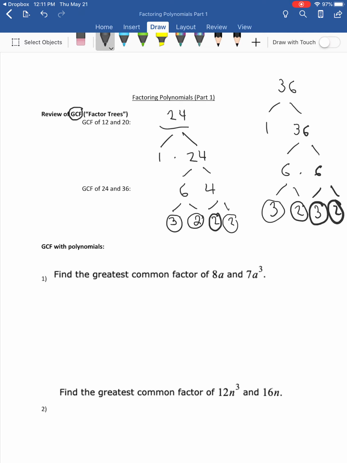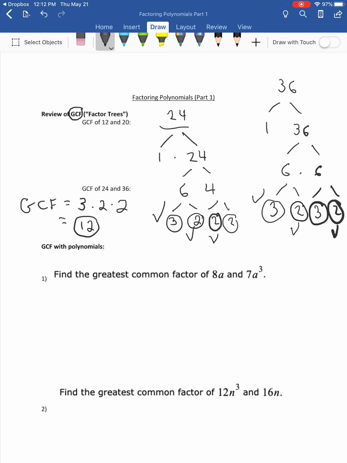Okay, what do they have in common? Well, they have a 3. They share this 2. And they share another 2. So the GCF is they share the 3, and they share 2, 2. So the GCF is 3 times 2 times 2, which is 12.